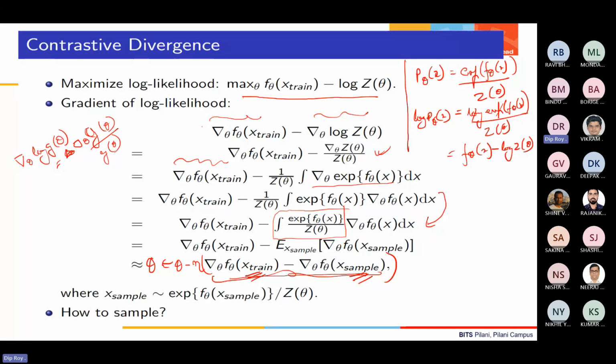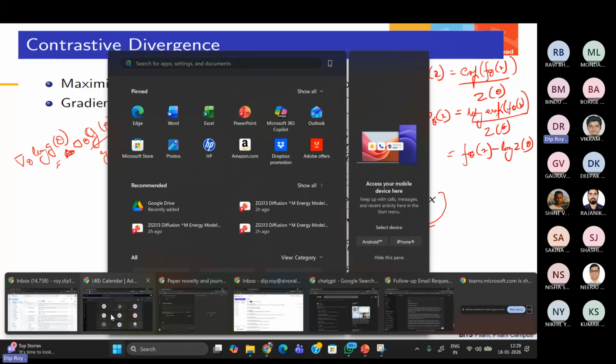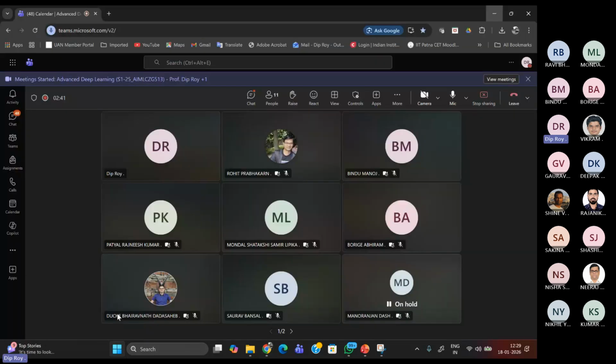So now what we have done is we have found an algorithm to train the model. We have found an optimization technique to train the model without the need of calculating the z theta. Our next step is how do we sample from the model, so that we can do contrastive divergence. This is the machinery that we are talking about today. All right. So any questions?